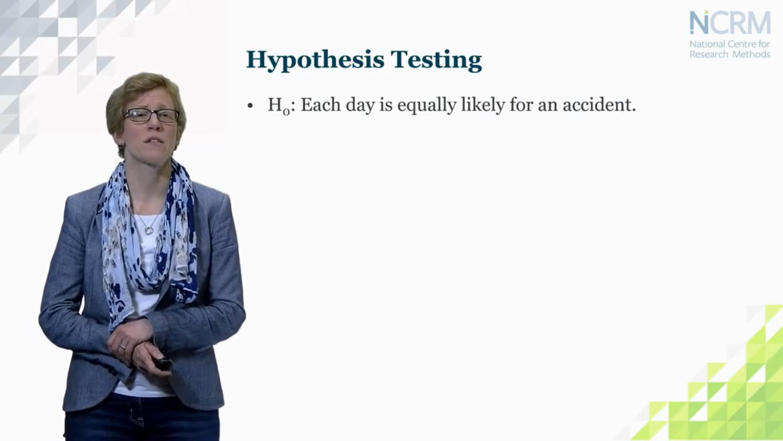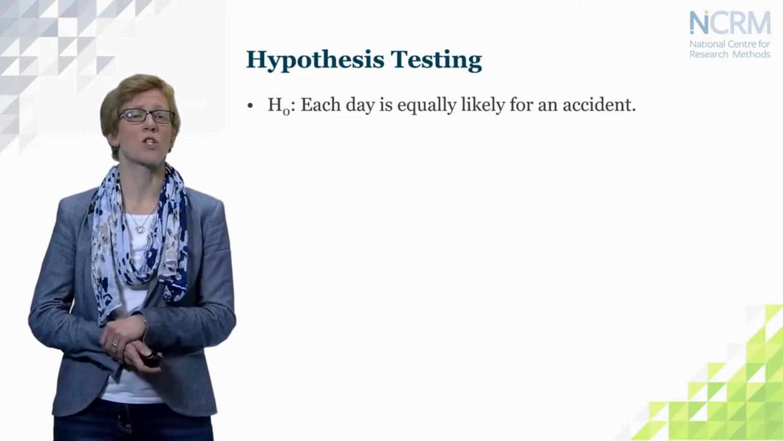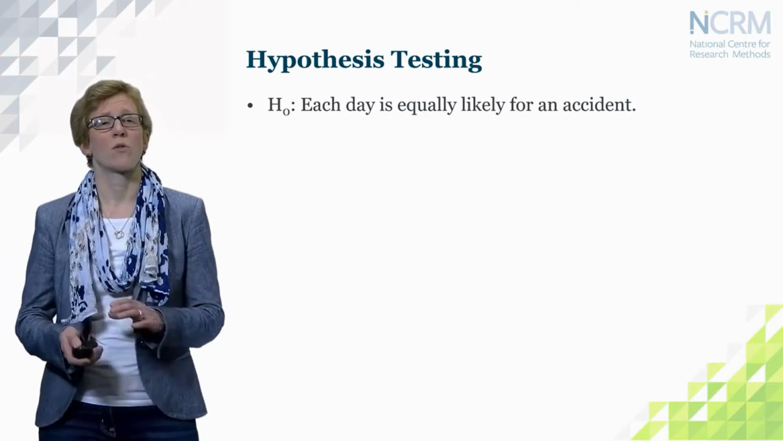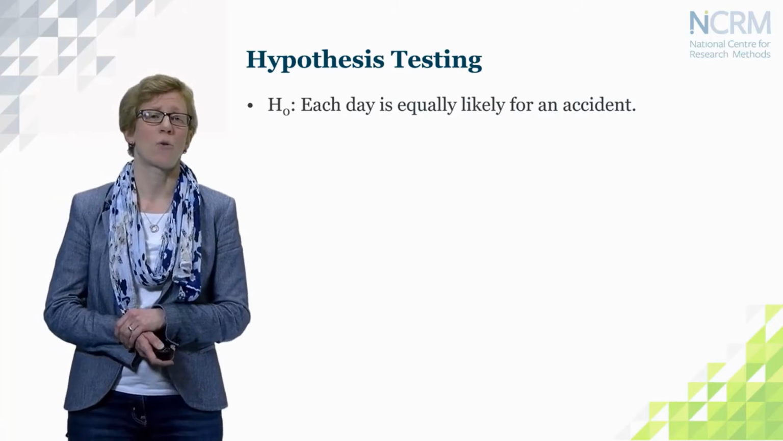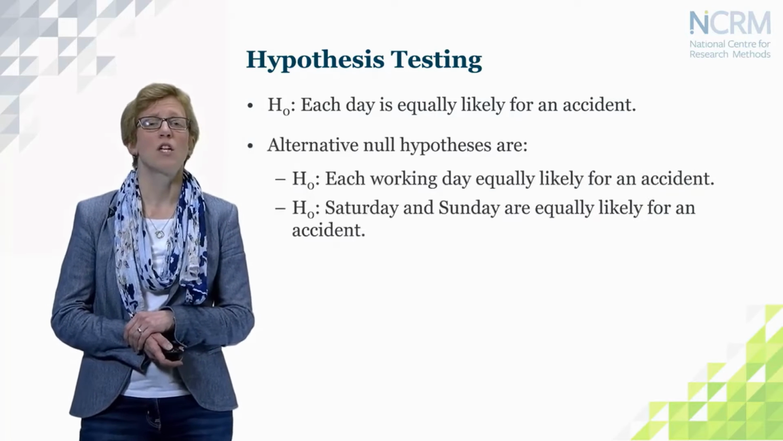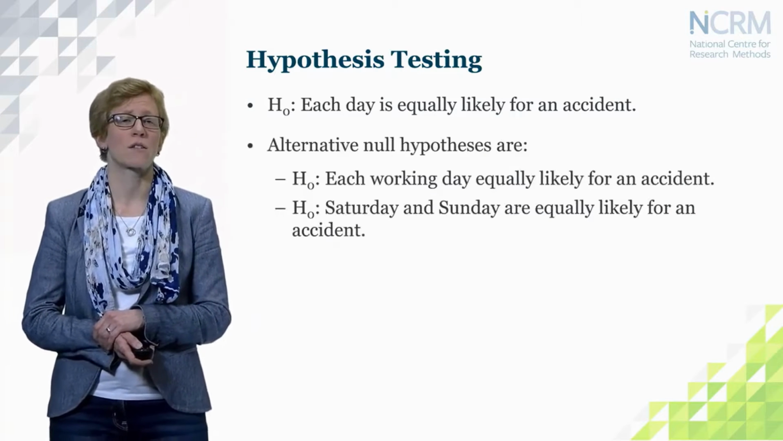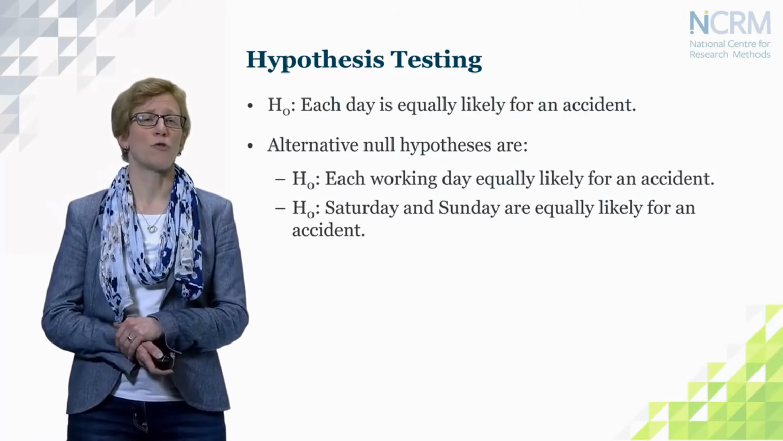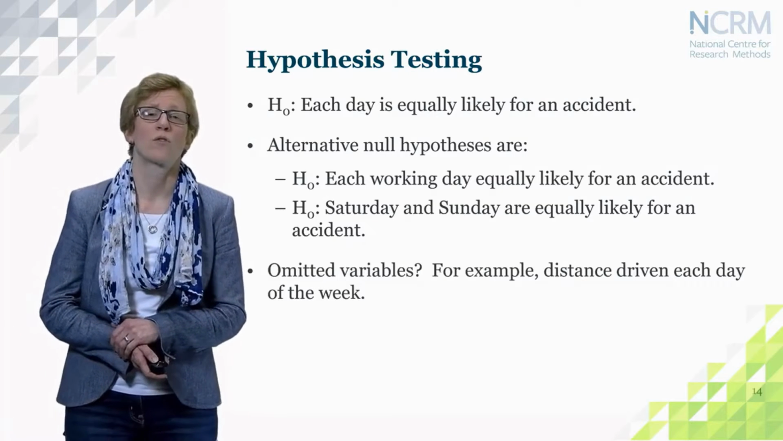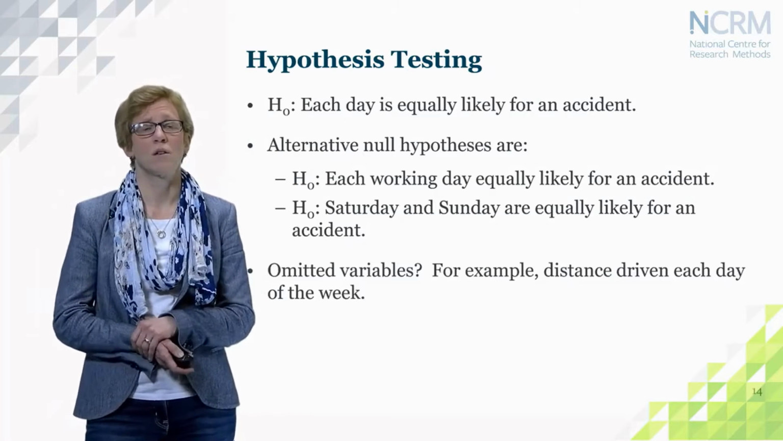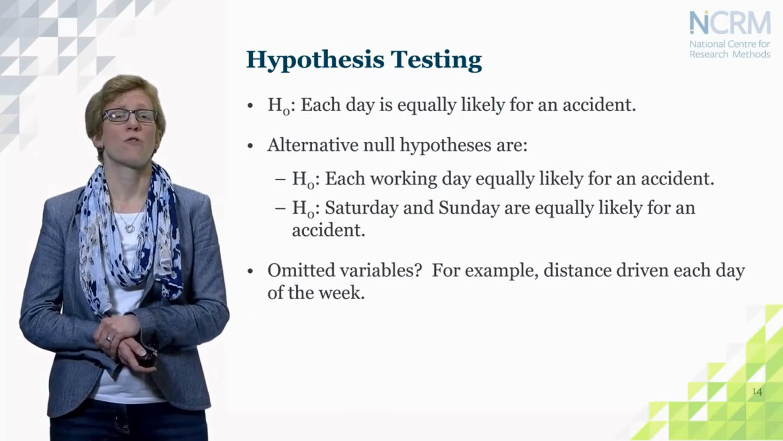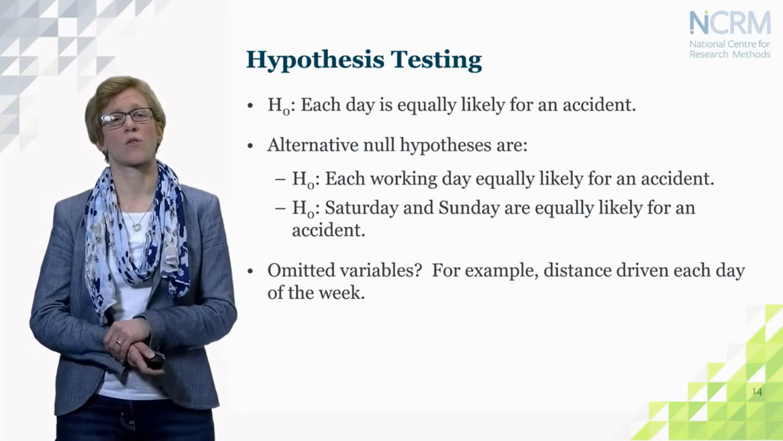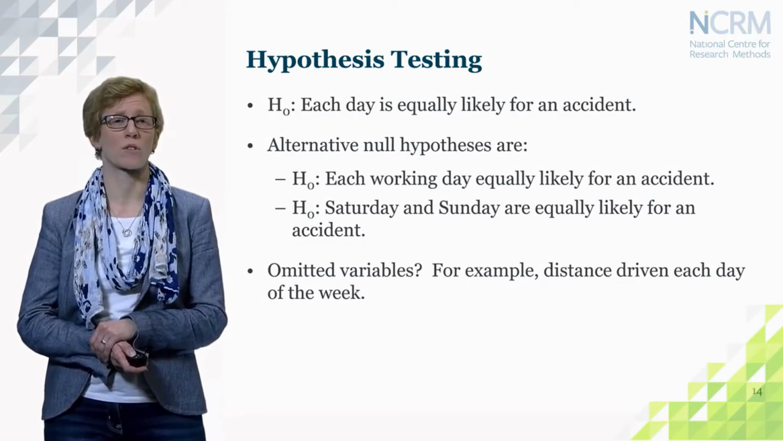Looking at hypothesis testing, we may say in this particular case H naught that each day is equally likely for an accident to happen, but we can also think of other alternative null hypotheses. For example, that each working day is equally likely for an accident, or that maybe Saturday, Sunday, the weekends, are equally likely for an accident. You could also think, of course, of other additional variables. For example, the distance driven each day of the week, and you may want to take into account those types of explanatory variables as well.